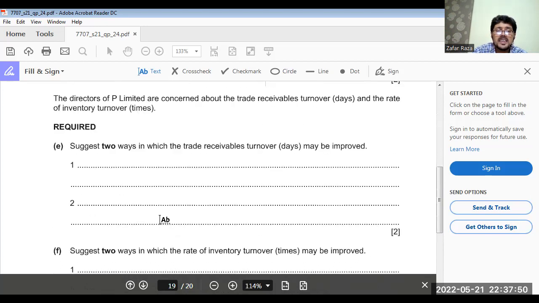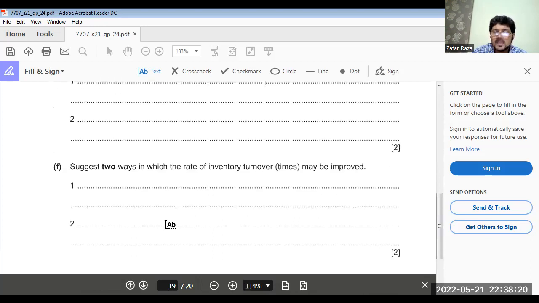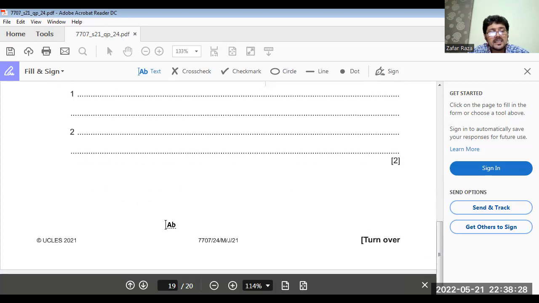Trade receivable turnover in days will be improved if we ask our customers to pay off. If we decrease the credit terms, we reduce the days. If we change the credit terms and we offer them discount. Inventory turnover can be improved if we offer discount as usual. We have to increase our sales activities.